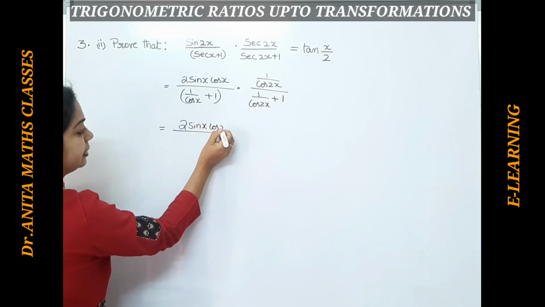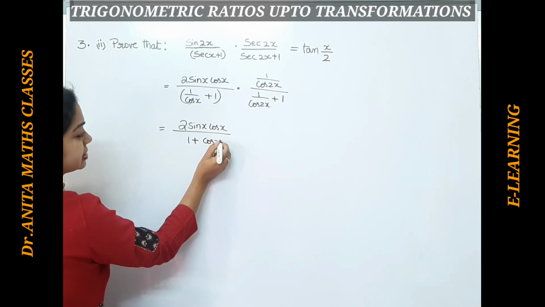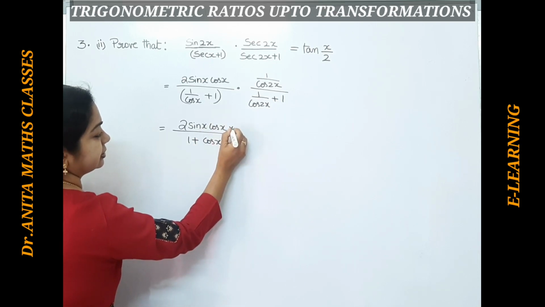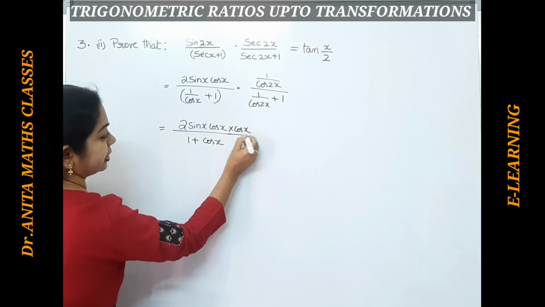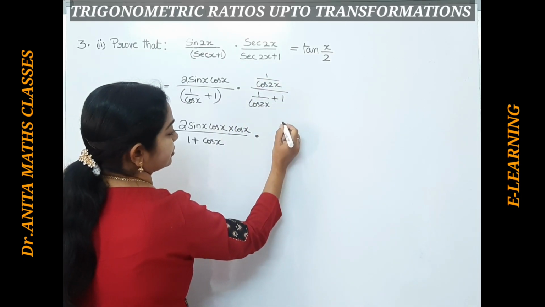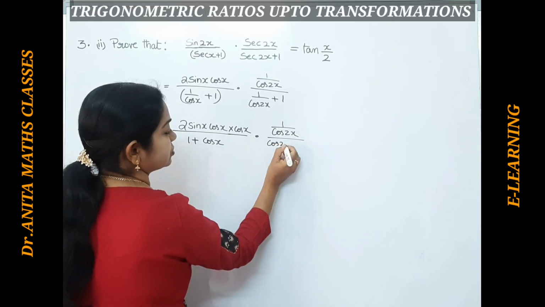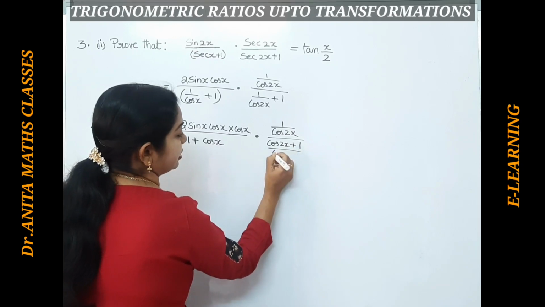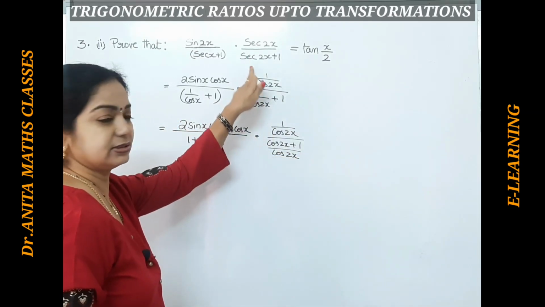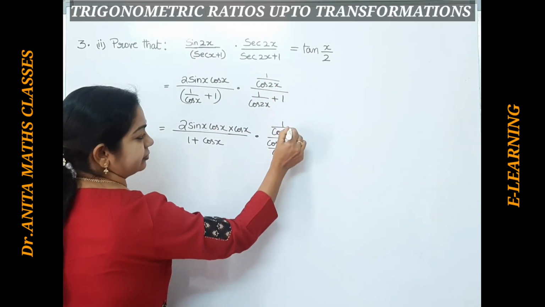Now the same thing we will do with the LCM part below. Here this comes to 1 by cos x plus 1, again 1 by cos x, so that cos x will come here, multiplied by 1 by cos 2x. Let me take the LCM here, cos 2x plus 1 by cos 2x. Here I have taken the LCM. These two get cancelled.